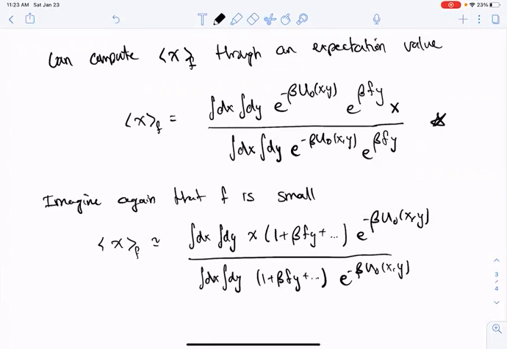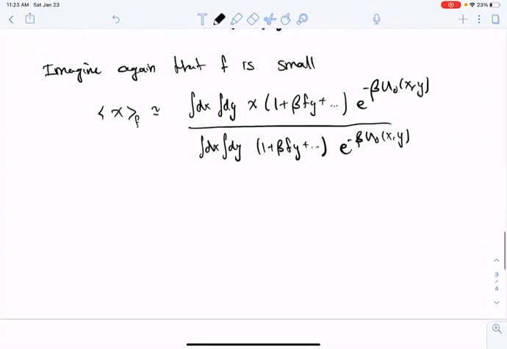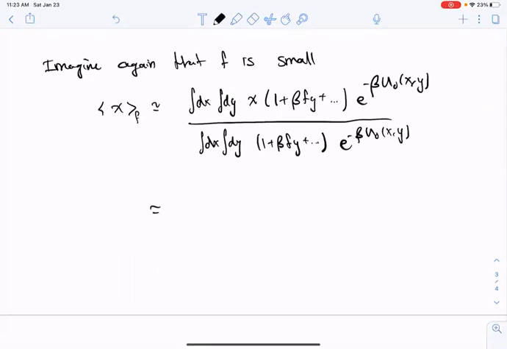Like so. I could write this now as, in the numerator, if I multiply by the partition function in the absence of f, top and bottom, in this case given by a double integral over x and y weighted by e to the minus beta U of x and y.